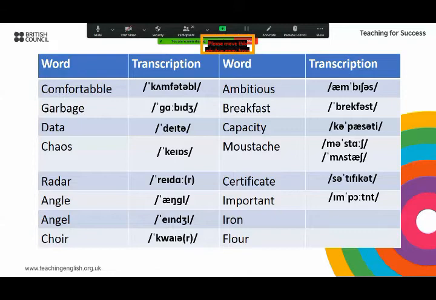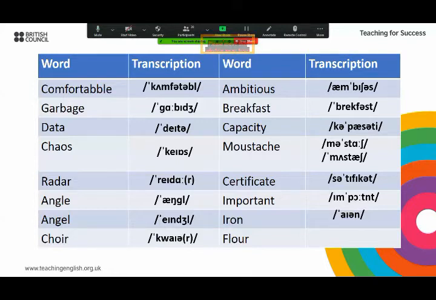Okay, the next one, iron. Iron. So what is the correct pronunciation? I think iron. Yeah, that's right. It's iron. Yeah, like this, iron, without ra. Okay, so the last one, I think it's easy.